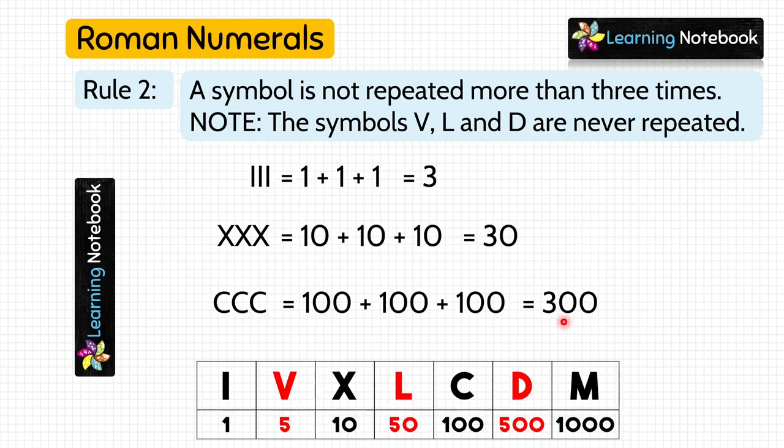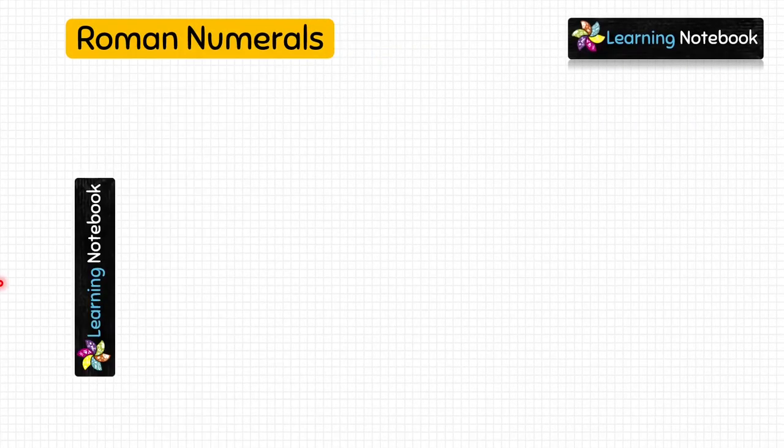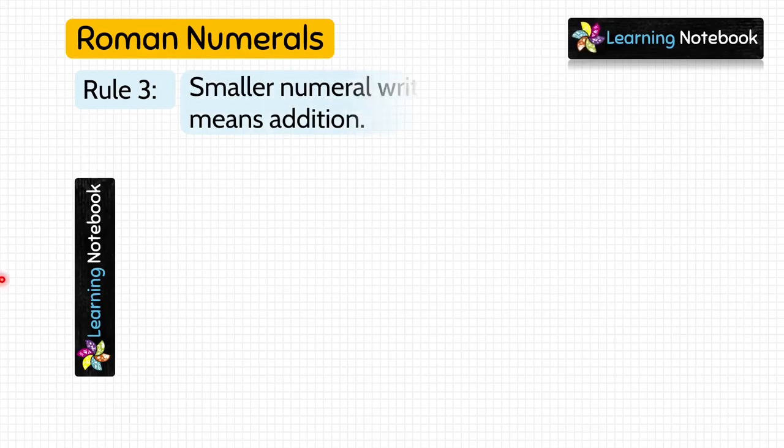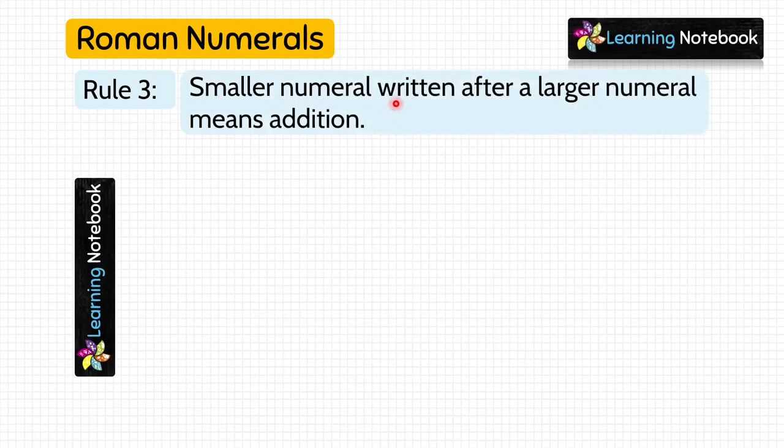So this was rule number 2, which says a symbol is not repeated more than 3 times and symbols V, L and D are never repeated. Now let's see rule number 3. A smaller numeral written after a larger numeral means addition.